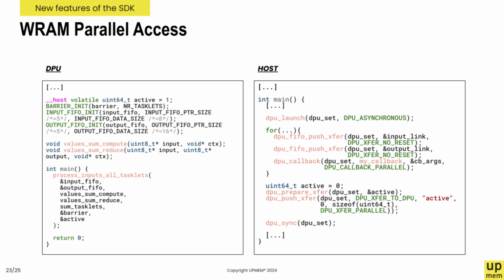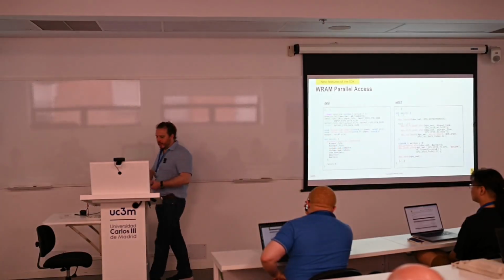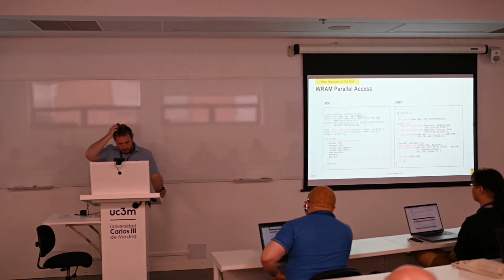And then you can use this active variable as a flag, and you can send it to the DPU with DPU XR parallel. So during the execution, the DPUs are going to see this being changed to 0, and when it is 0, they're going to stop the execution of this function and return. That way, you can dynamically control the execution of your DPUs.